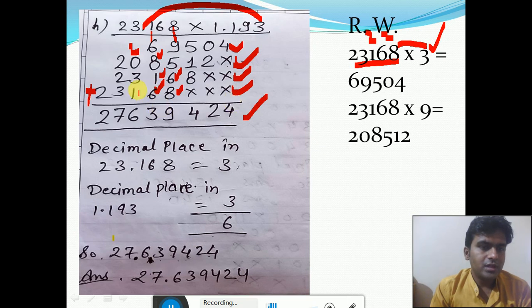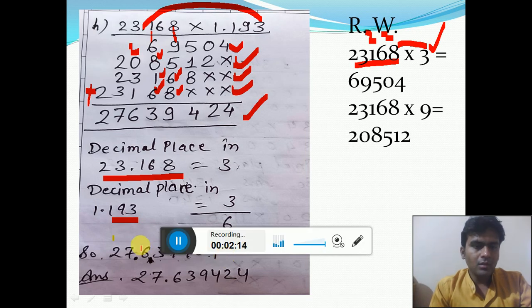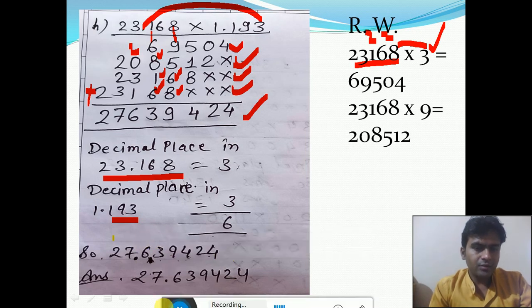So where is the decimal point in 23.168? After 3 places, and here also after 3 places, so total 6 places. Now put the decimal point in the answer from the right side. So start counting from the right side. After the 4 I will start counting 1, 2, 3, 4, 5, 6. So after 7 you will put the decimal point. So the answer is 27.639424. This is your answer.